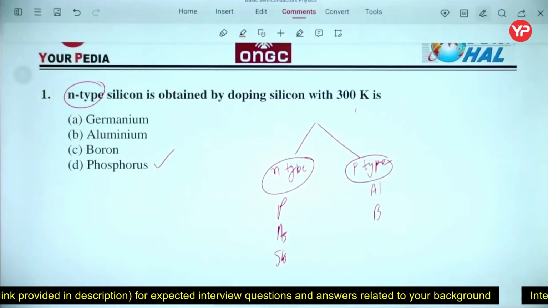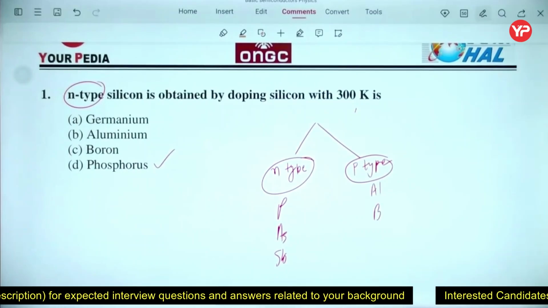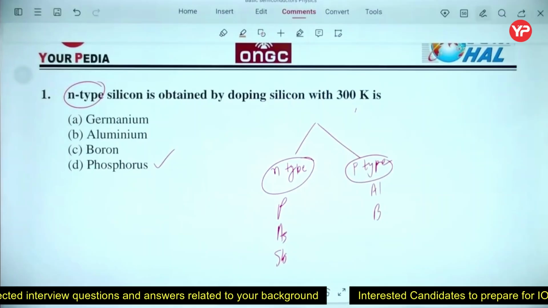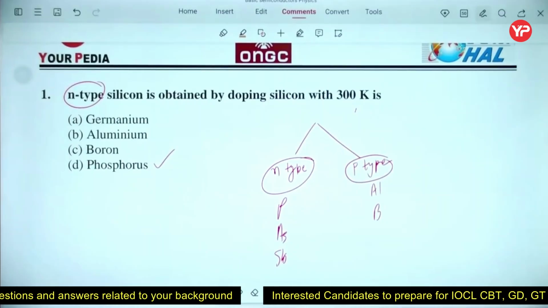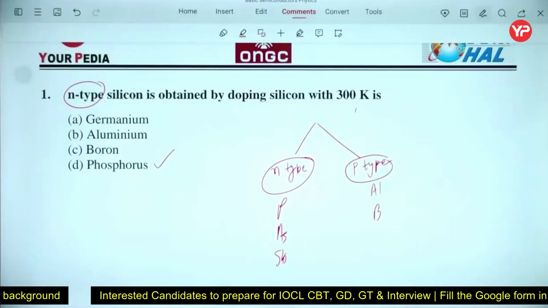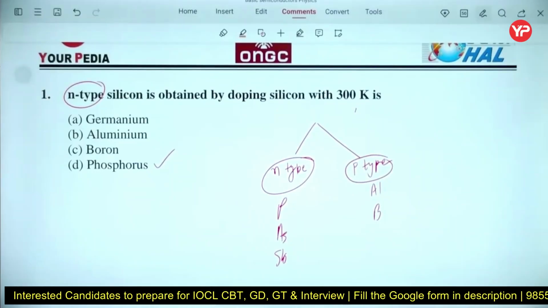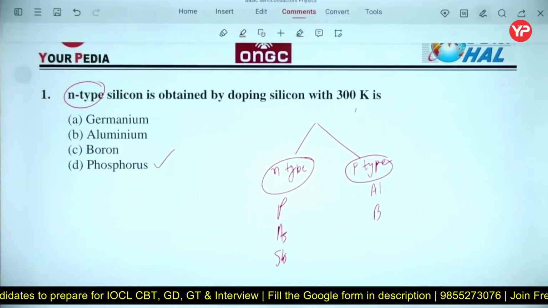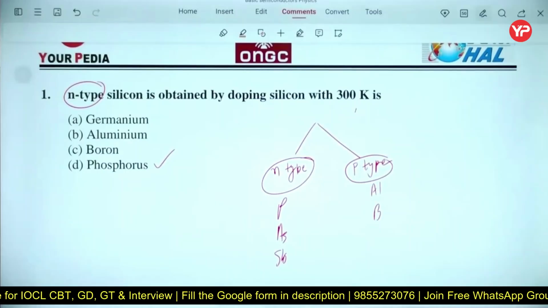And in the options you are seeing another term, germanium. What is that? Germanium is just a semiconductor, like silicon. And the other ones, aluminium and boron, are the trivalent impurities.